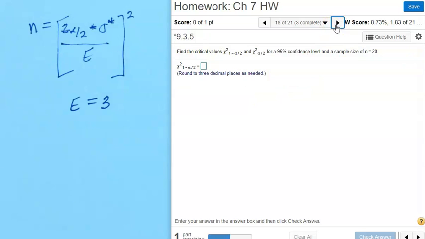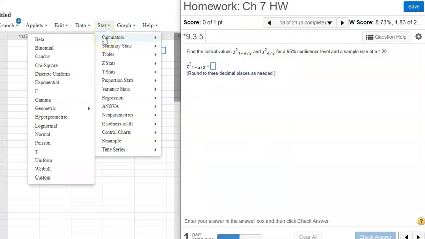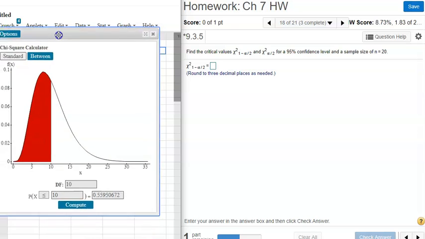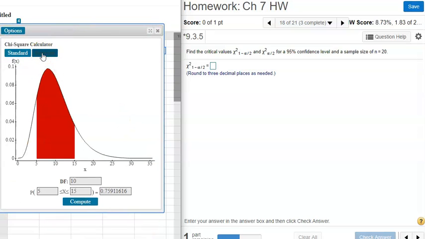Next in this assignment is finding critical values for the chi-square distribution. This is a new distribution, but there's also a calculator for this in StatCrunch. For this one, I'm going to use stat calculators, and there's one here that says chi-square. It's the only one that has a square in it, if that helps you find it. I want to use the between window, and this is going to work just like the ones for my normal calculator.